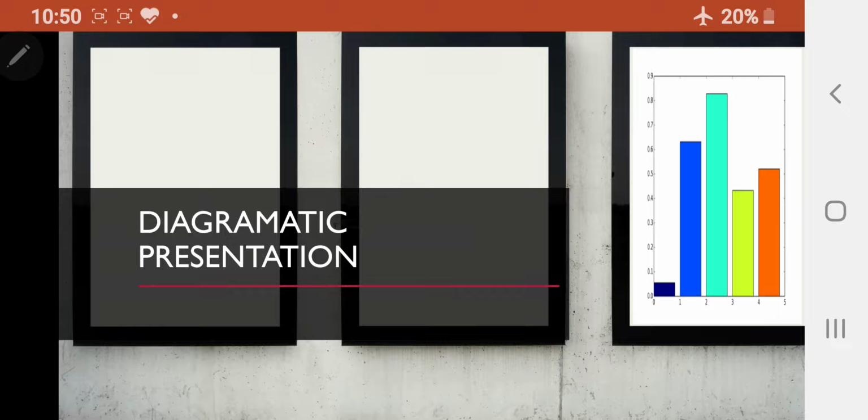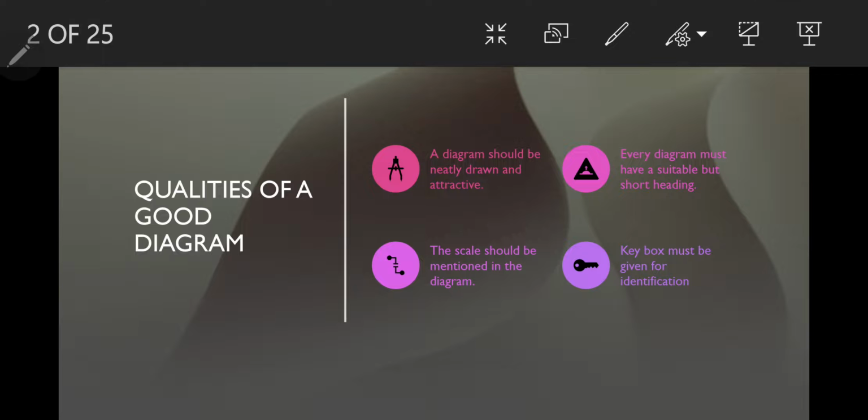Hello students, in this video we are going to talk about diagrammatic presentation of data. Presentation of data is the third stage in statistical inquiry that comes after collection and organization of data, which we have already studied. So let's start with qualities of a good diagram.